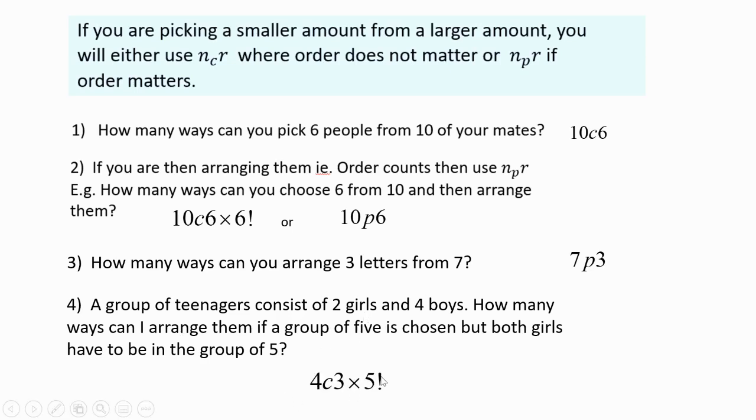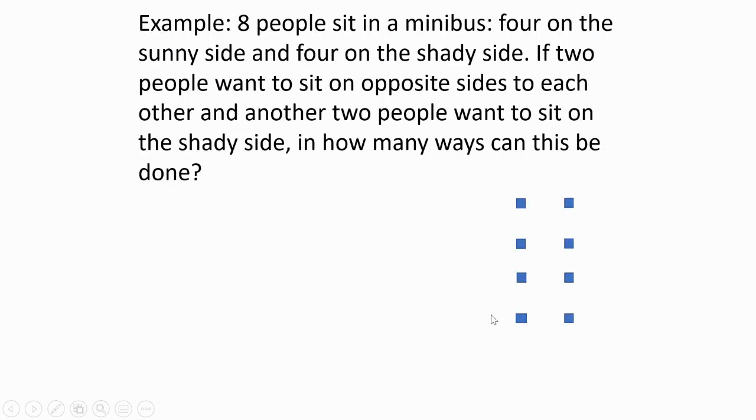In this case, I would be picking the 3 boys, so that would be 4C3 because I'm choosing them. I can't go for P3 because I'm not arranging 3, I'm arranging 5 of them. So that would be 4C3, and then I times by my 5 factorial, and that is arranging all 5 of them.